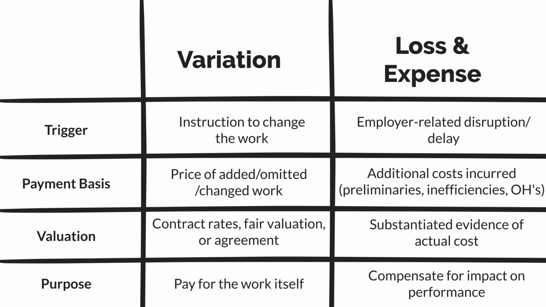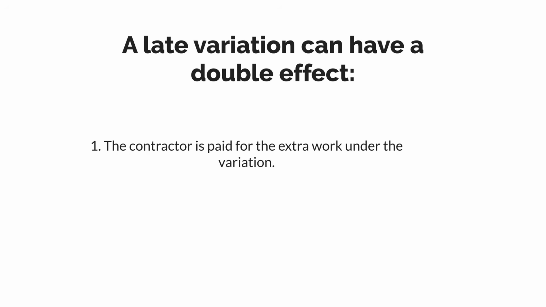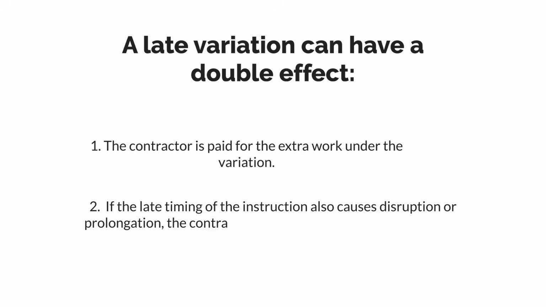One question we get asked is, can they overlap? And the answer is yes. Sometimes a late variation can have a double effect. So for example, the contractor is paid for the extra work under the variation, but if the late timing of the instruction also causes disruption or prolongation, the contractor may also claim loss and expense as well.